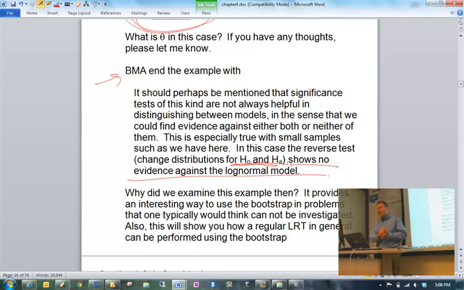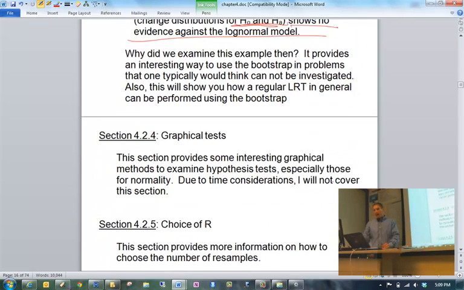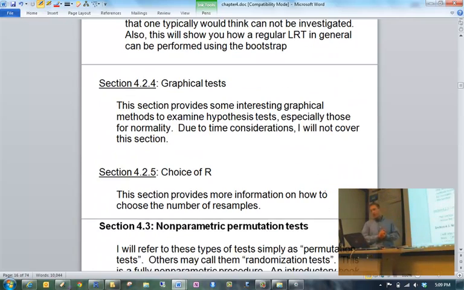Now, you might think, well, maybe we should even do this particular example then. I like the example because it's a problem that you don't normally see, and it has some good examples of what to do in a parametric situation. So that's why I chose to still reproduce their example in the book. Okay, so section 4.2.4 and section 4.2.5 we're not going to discuss, but they're still interesting topics.